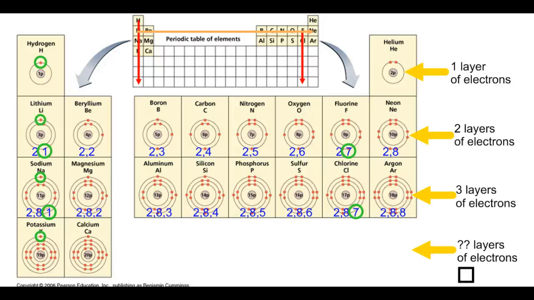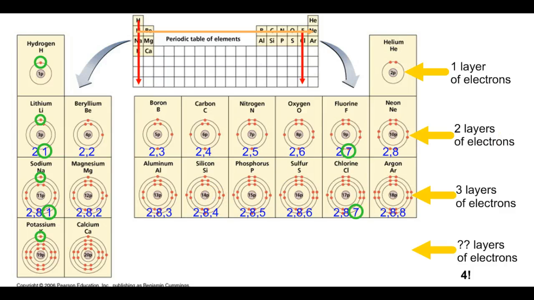One other thing to point out is relating which row an element is in to the number of layers of electrons. In the first row, we have one layer of electrons. In the second row, or second period, we have 2 layers of electrons. In the third period, 3 layers of electrons. So how many layers of electrons do you think we'll see in this last row? If it's period 4, we're going to continue this same trend, and we should see 4 layers of electrons.